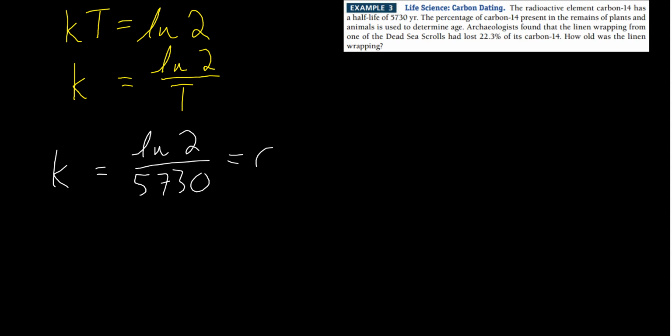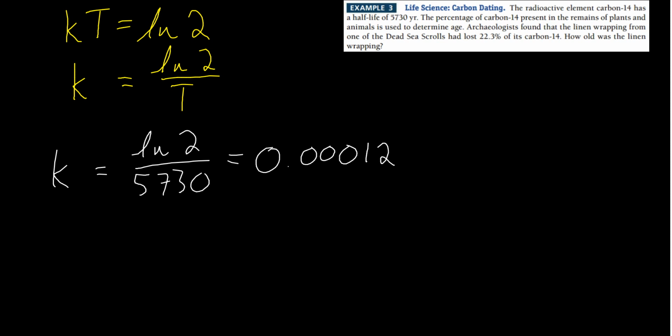So a nice, good small number here. We've got 0.000, and we're just going to do 19. Oh, I'm sorry, I did a natural log of 3. Let's fix that up. 0.00012. There we go. All right, so that's my k value.